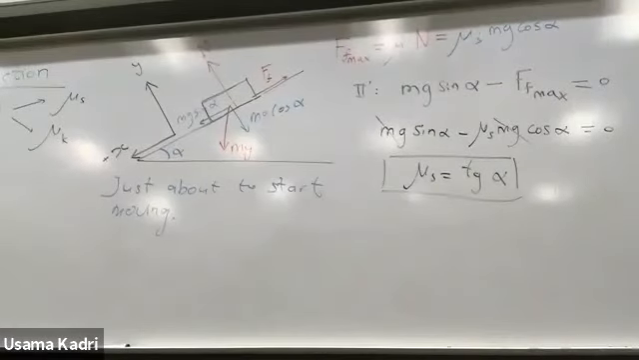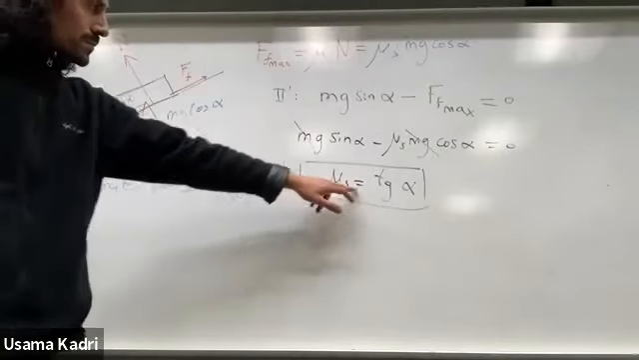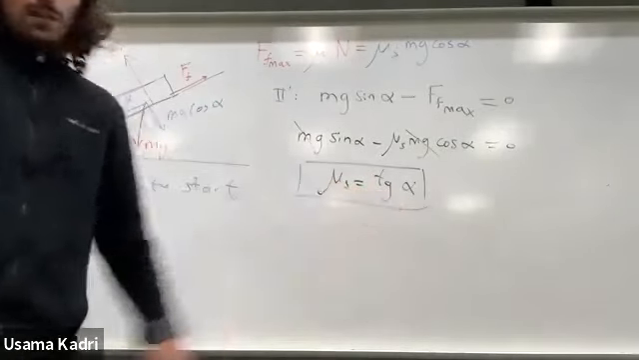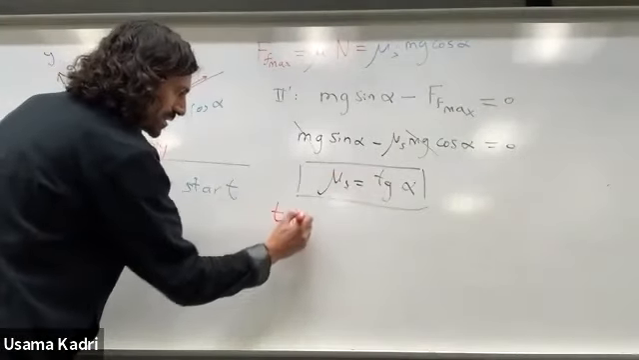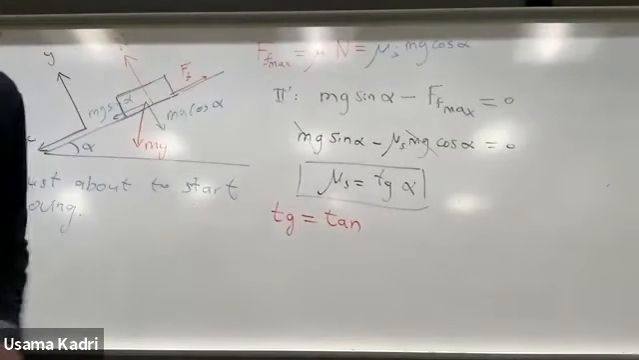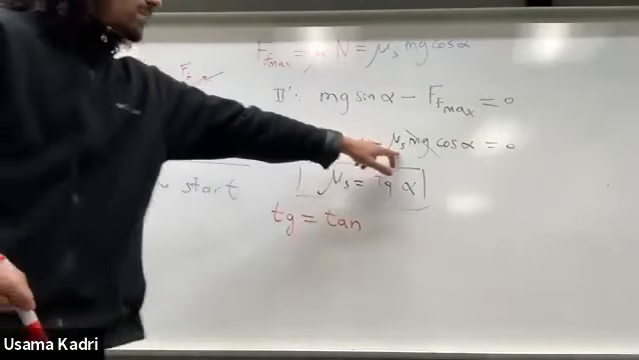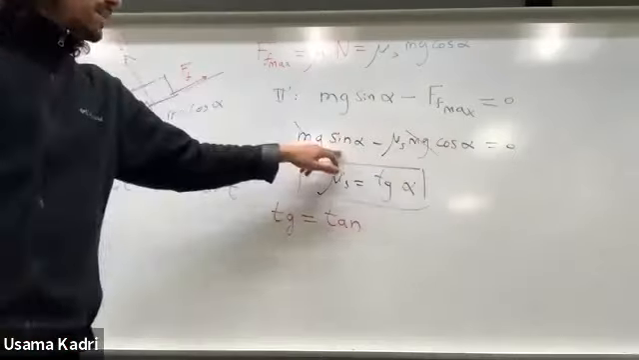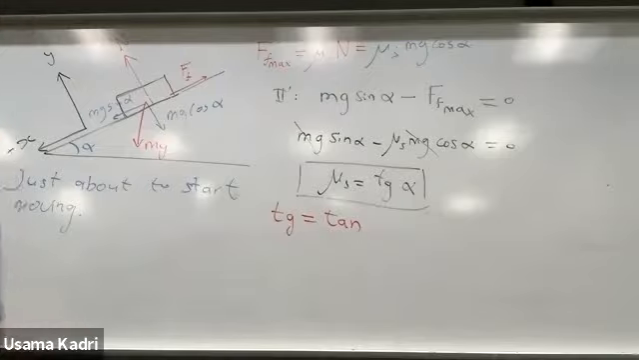Is this better? Okay. Mu s equals tangent alpha. This is my tangent. TG is TAN. You see this from here, right? Mu s equals sine alpha divided by cosine alpha. All right. I will move this back.